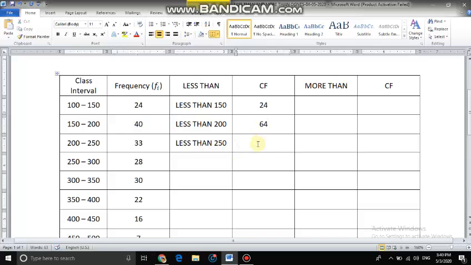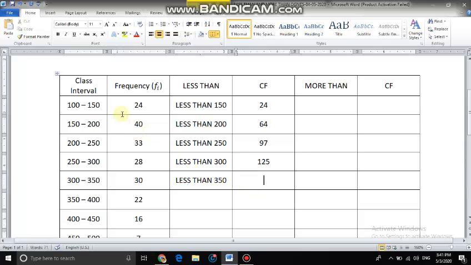Next will be less than 250. I have to include all the numbers from 100 to 250, so I think 97 will come if I add all three numbers. Next, less than 300 means from 100 to 300, so the sum of all these numbers will give you less than 300. If I add 105, I think 125 will come for less than 300. Then less than 350 will come.